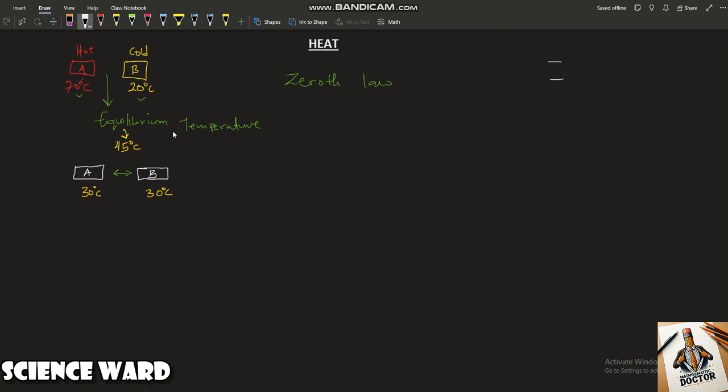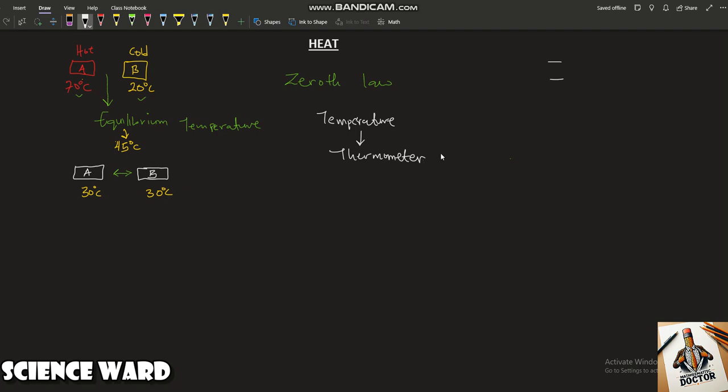How do we measure the temperature between the two objects, right? Measure the temperature, right? The thermometer is the thermometer, right? To measure the temperature in an object.